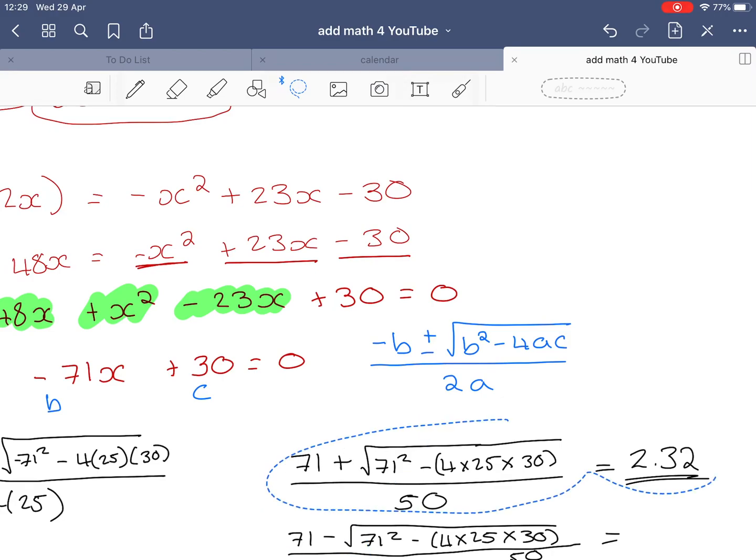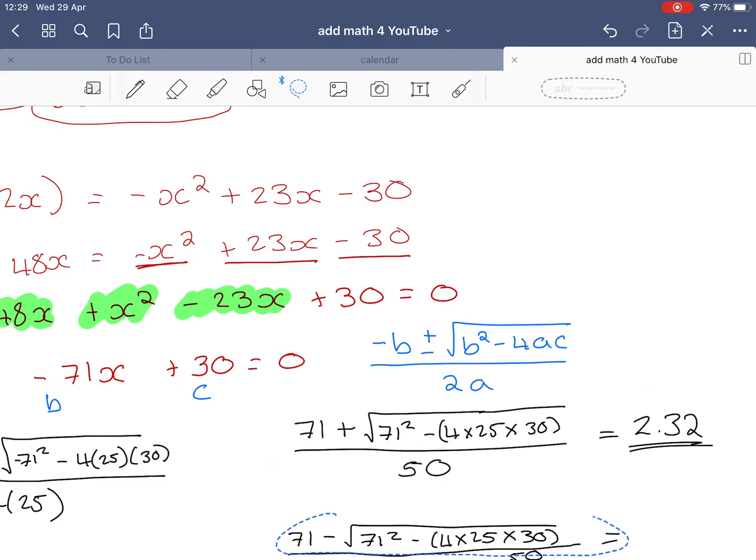Oh, this is not going to pick this up, is it? Just going to move this.